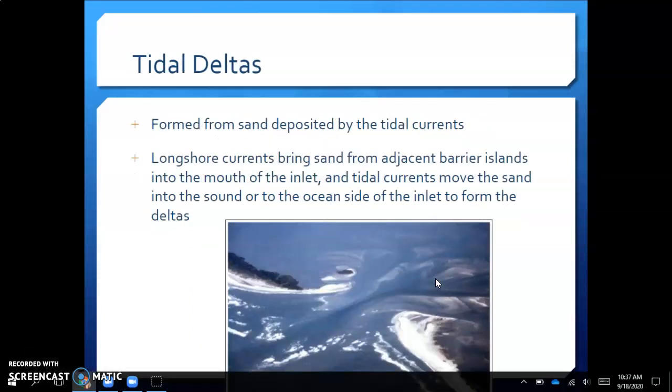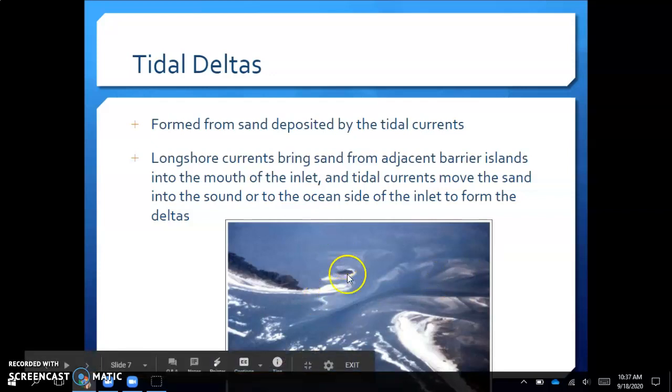A tidal delta is formed from sand that's deposited by the tidal currents. So again, those parallel longshore currents will bring sand from adjacent barrier islands, and adjacent means they're next to each other. So adjacent means side by side, and it'll bring that sand into the mouth of the inlet. And then the currents will move the sand into the sound or to the ocean side of the inlet to form the deltas. So the delta is that kind of fan-like shape that we see right here.